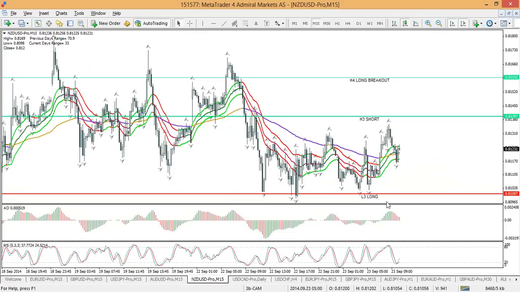H3, L3, sideways on the Kiwi. Don't like the Kiwi at the moment. Too flat, too bouncy. You can maybe use the Camarillas as resistance and support levels for those bounces.